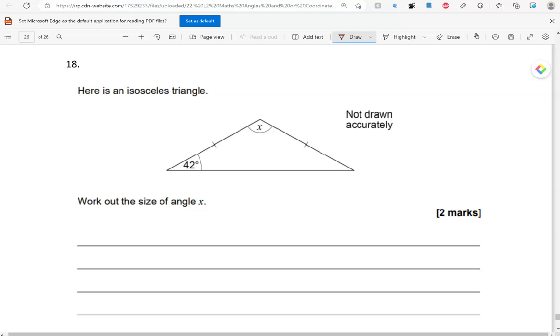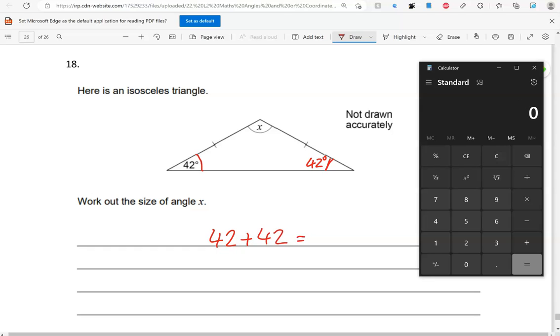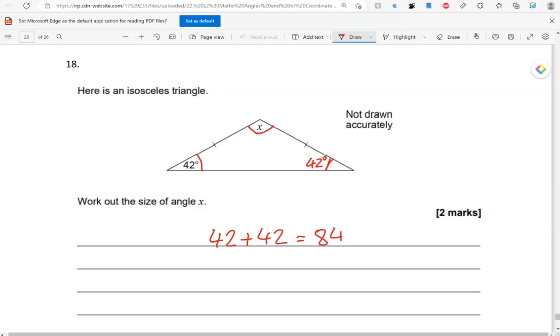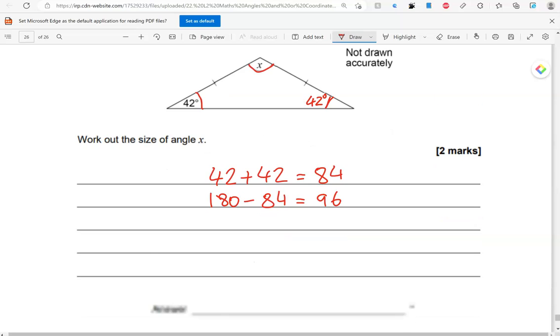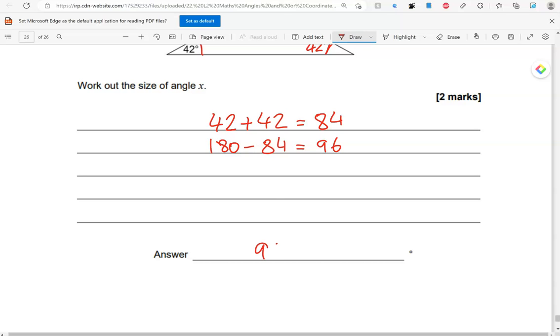Here is an isosceles triangle. Work out the size of angle X. So isosceles means that this angle is equal to this one. So this will be 42 degrees as well. So we have already 42 and 42, which is 84. So now to work out X, we'll do 180 take away 84. Which is 96. So X is equal to 96 degrees. And that's the end of the questions.